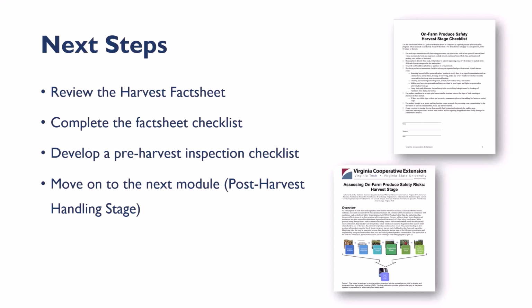There, you will find more in-depth information on the topics we covered in this module, along with supporting resources and documents. At the end of the fact sheet, you will find a checklist that will help you implement the topics covered in this module. Completing it will help you prepare for the requirements of a gap audit. You will also want to develop a pre-harvest inspection checklist. Once you have completed these steps, you should be ready to move on to the next module in this series, assessing on-farm produce safety risks, post-harvest handling stage.